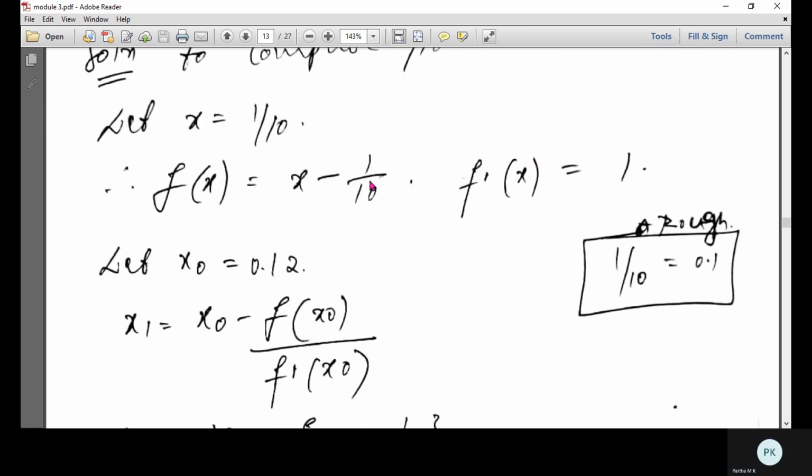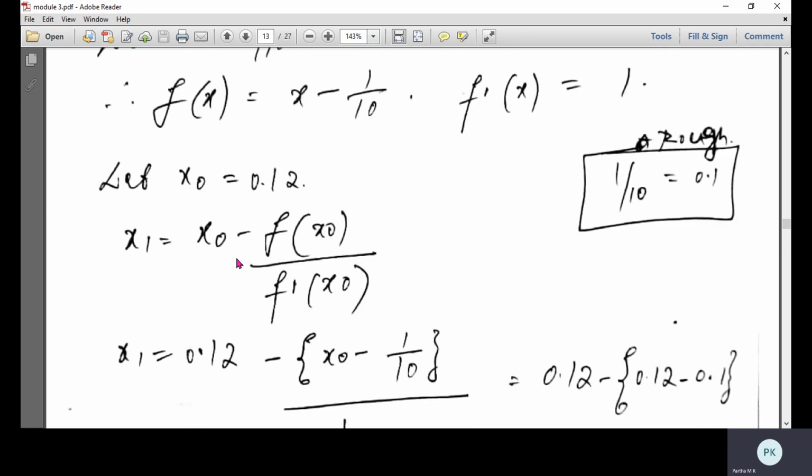Now, calculate approximately the value of 1 by 10. What is 1 by 10? 0.1. Approximately calculate, that's why I have written rough. So start with some initial approximation like 0.12, very close to this value. x naught is 0.12. 0.12 is very near to this.